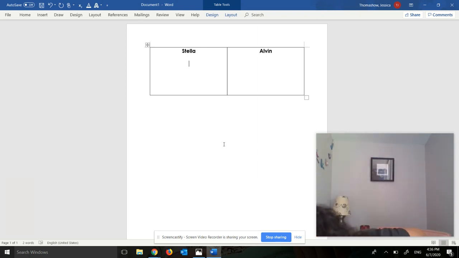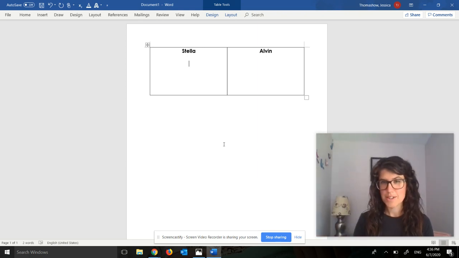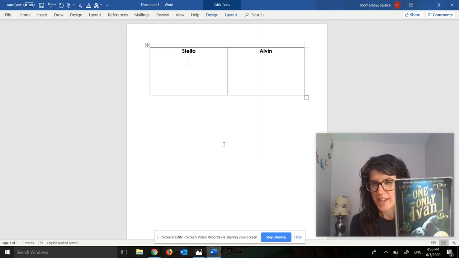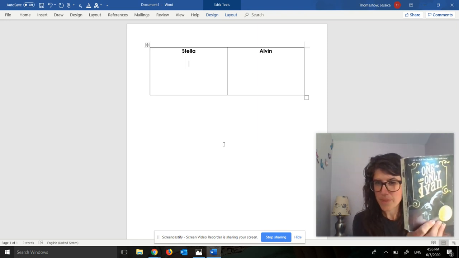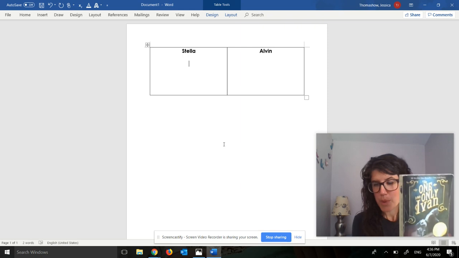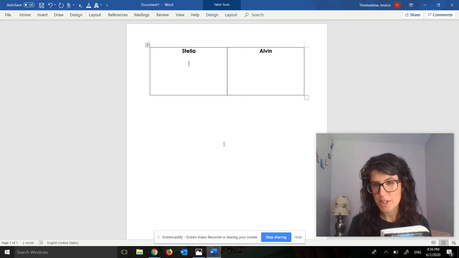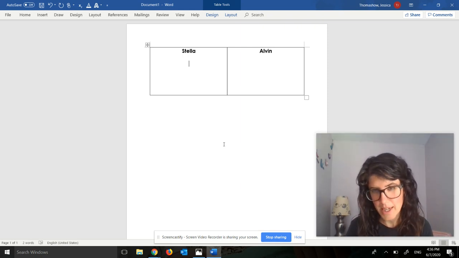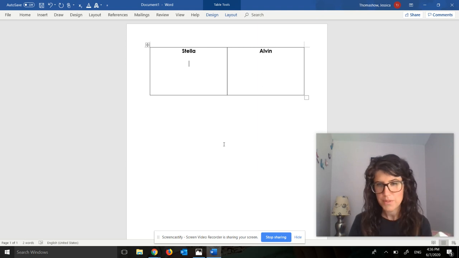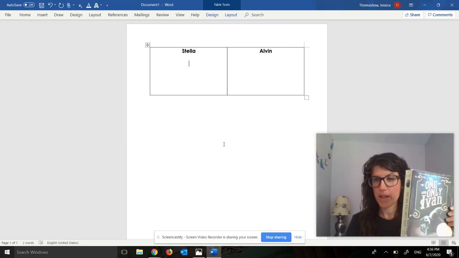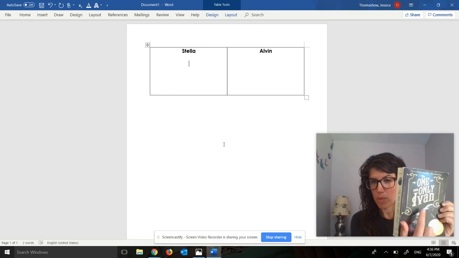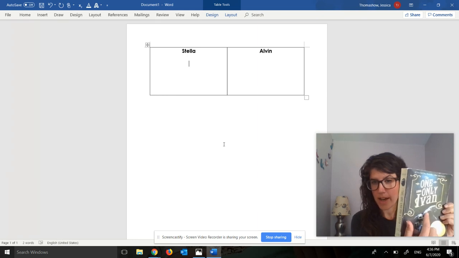Okay, so the first character I'm going to try to find a word for is the character Stella from The One and Only Ivan. We didn't get to finish this chapter book together, which I'm extremely sad about. It's one of my favorite books to read aloud to third graders. But we did really get to know the character Stella very well. Stella was the older female elephant who was a really close friend to Ivan.